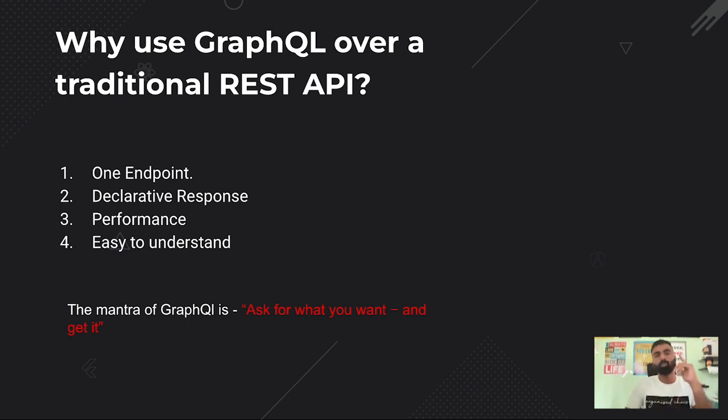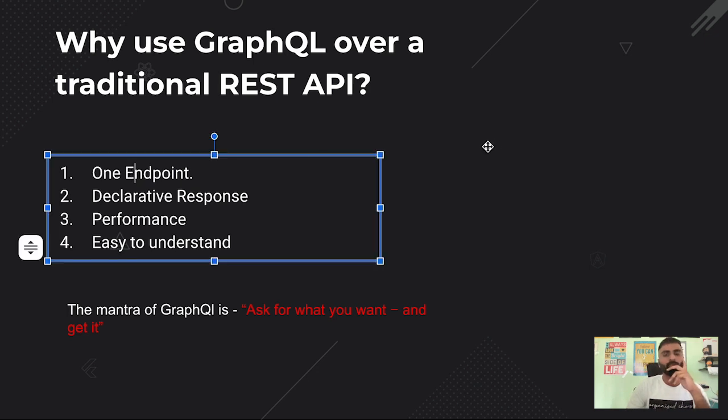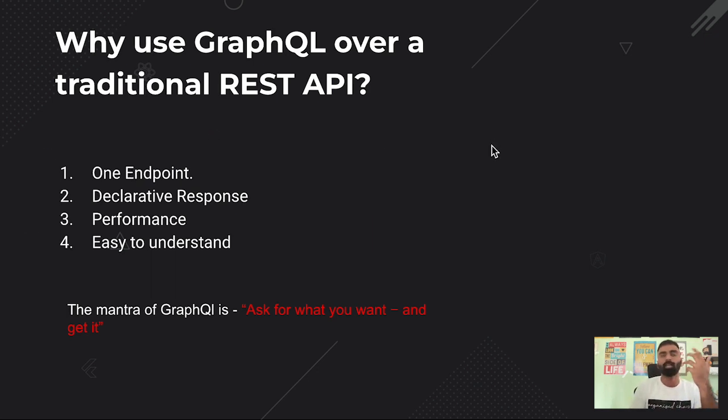So why do we use GraphQL over traditional APIs? As I mentioned, the first thing is one endpoint. In REST API, there are multiple endpoints. If you need to fetch user details, it will be slash users. If you are fetching mentor details, student details, or country details, it will be slash country, slash student. But this is not the case in GraphQL. GraphQL will have only a single endpoint, so you need not create multiple endpoints. That is the main reason to go for GraphQL.